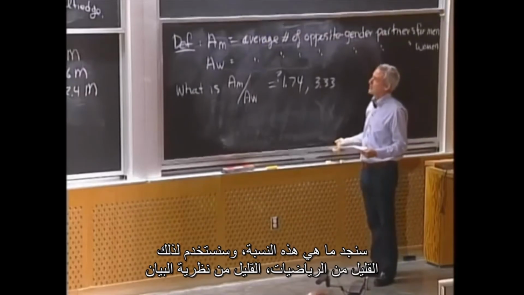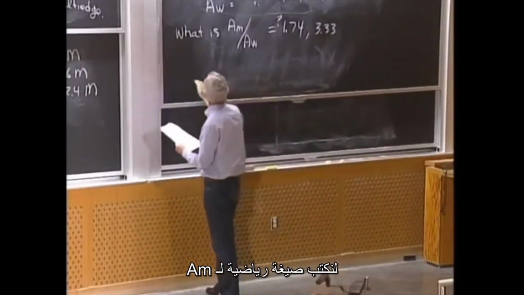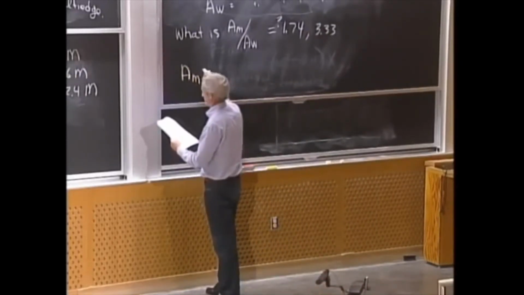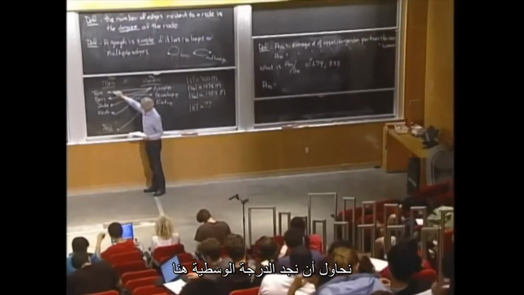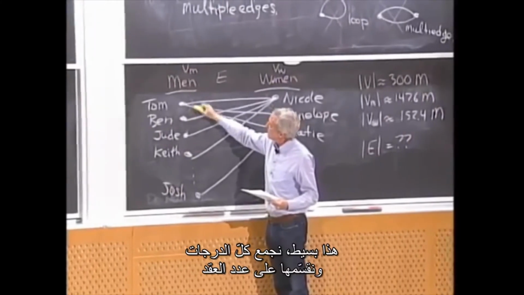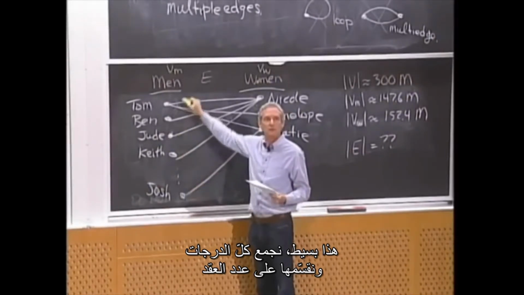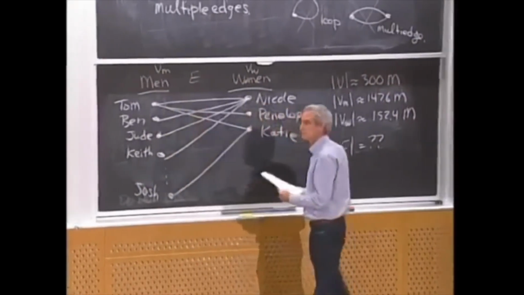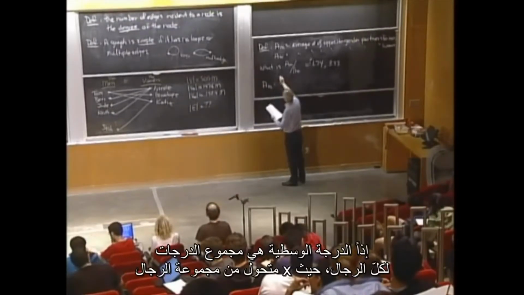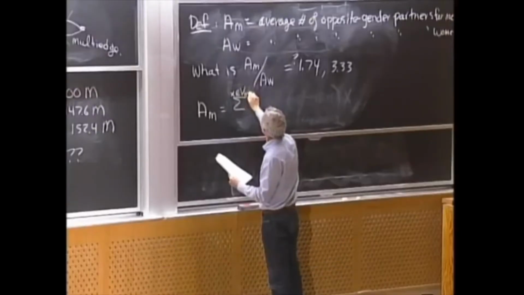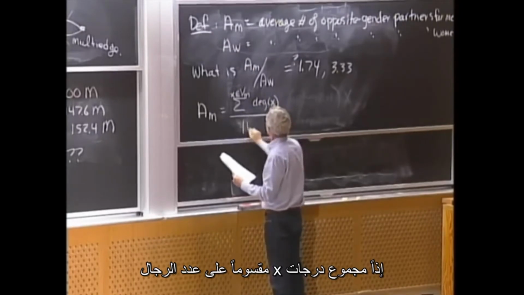All right, just use a little bit of math and a little bit of graph theory. So let's write a formula for AM. Well, we're trying to figure out the average degree. That's pretty simple. We just add up all the degrees and divide by the number of nodes, and that'll give us the average degree. So the average degree is the sum of the degrees over all men, x in the set of men, of the degree of x, divided by the number of men.